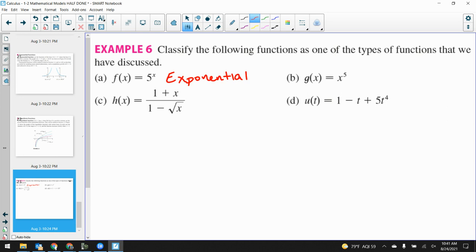B, when the variable is down in the base, that's a power function. You could also call this a polynomial. Okay, this is a power. I would be fine if you call it a polynomial as well, because a monomial is still a polynomial.